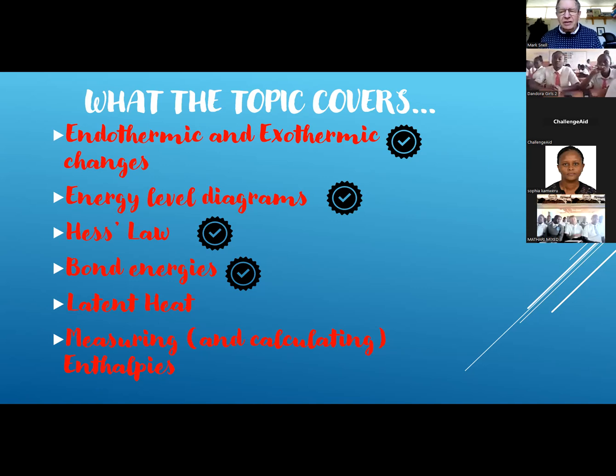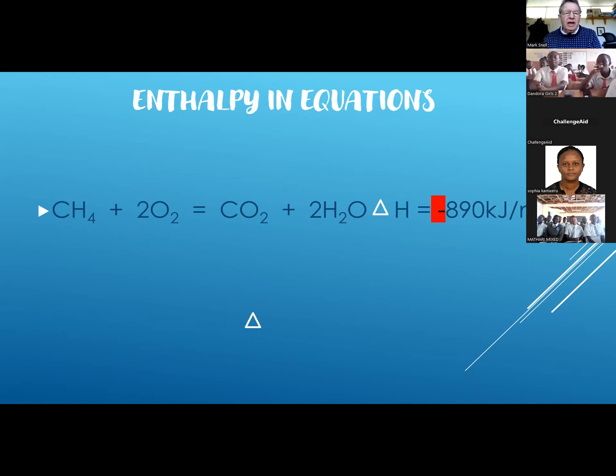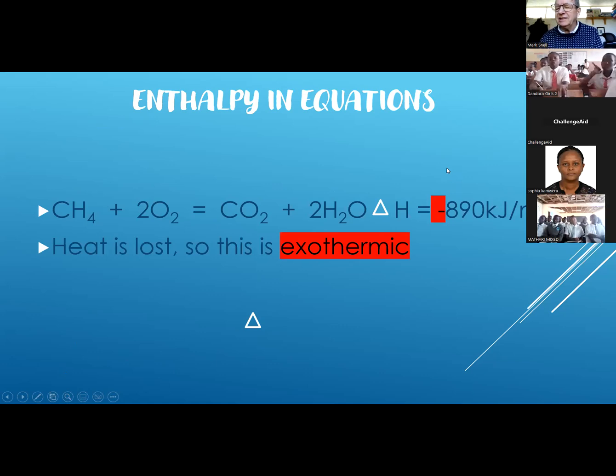So no need to write anything at all at the moment. So we started with exothermic and endothermic. Exo, exit, the way out, heat is given out. Endothermic, it is taken in. If we look at equations, we will see that in this first one here, 1 mole of methane burns with 2 moles of oxygen to make 1 mole of carbon dioxide and 2 moles of water. And the delta H, the enthalpy change, is negative 890 kilojoules per mole, and therefore it is exothermic because it is lost. The heat is lost from the equation.